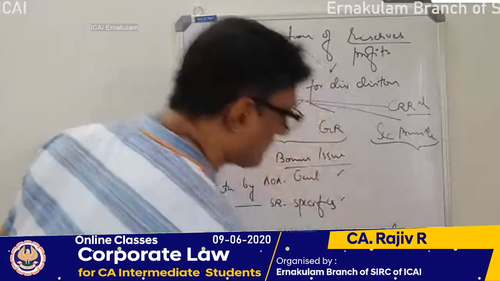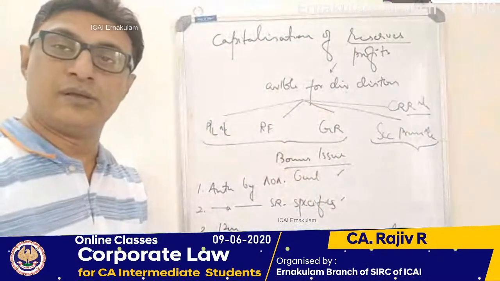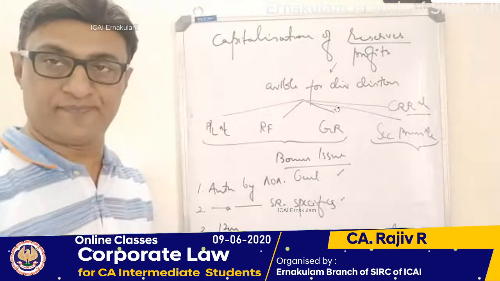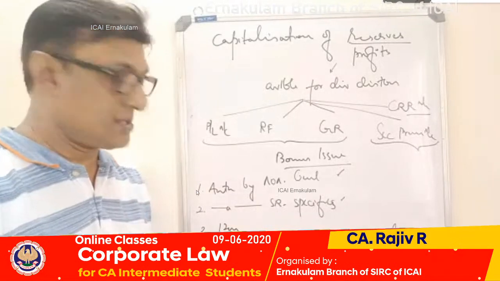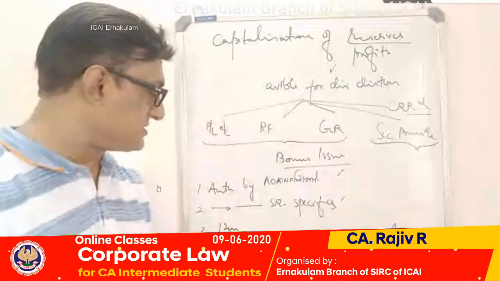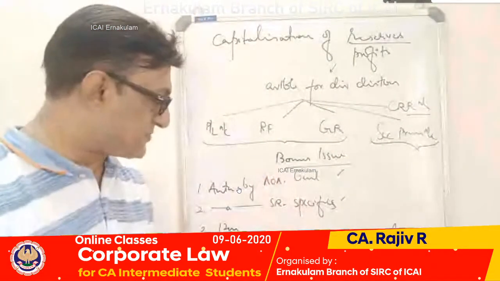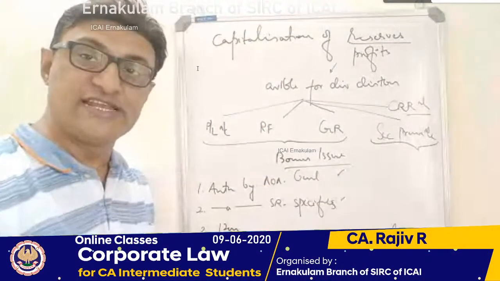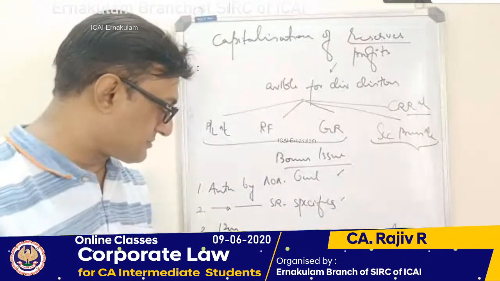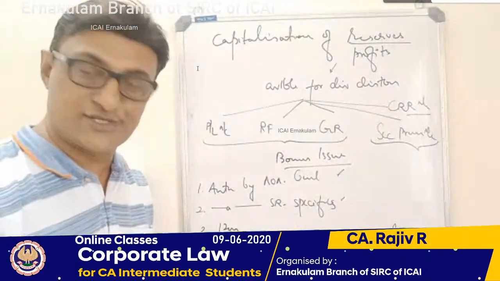So that's for a listed company. Okay, authorized by the articles, authorized by special resolution, completed within 12 months. If it's a listed company, you need to comply with the SEBI ICDR regulations also.